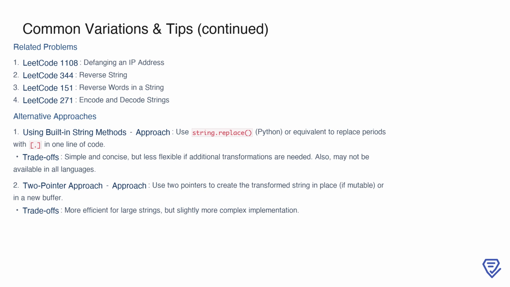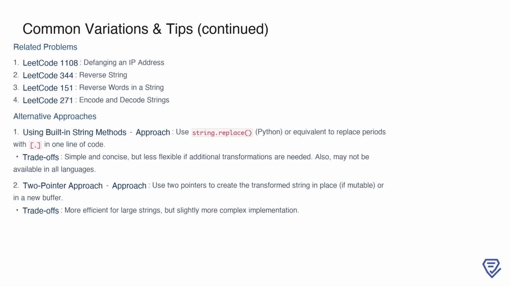Now, in terms of alternative approaches, one straightforward method is to use built-in string functions. For example, in Python, you can simply use string.replace to replace periods with "it" in a single line of code. While this approach is concise and easy to implement, it's less flexible if additional transformations are required, and not all programming languages offer similar methods.